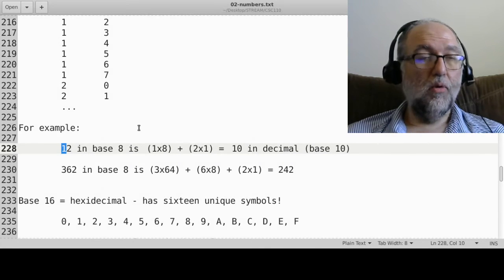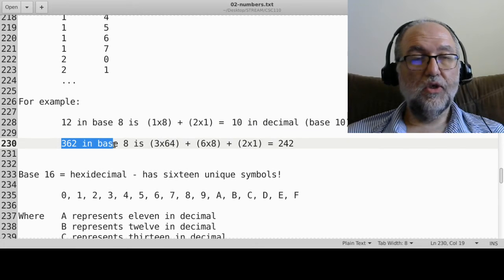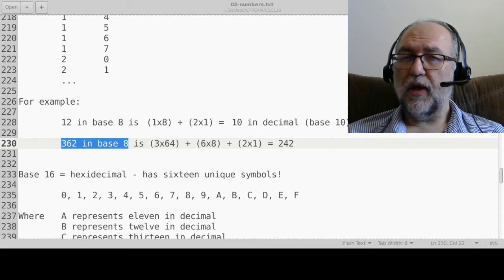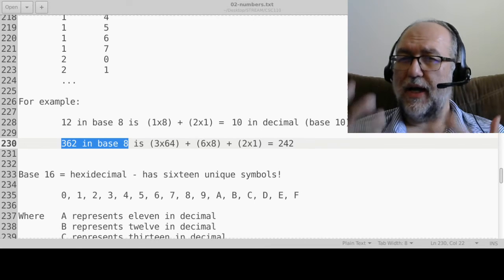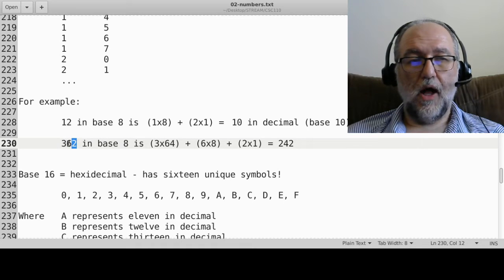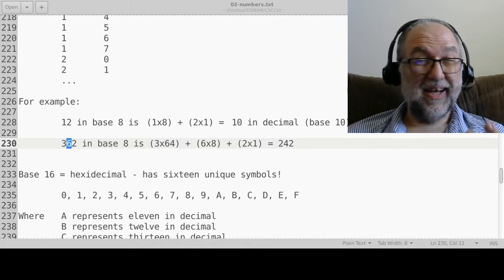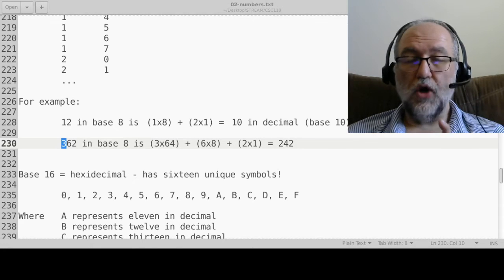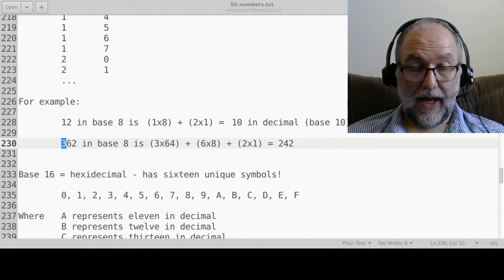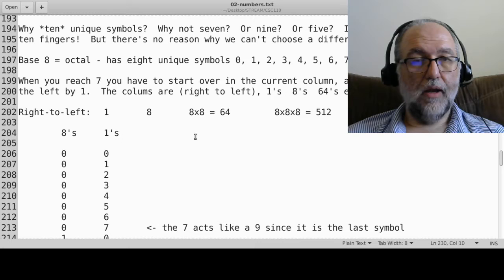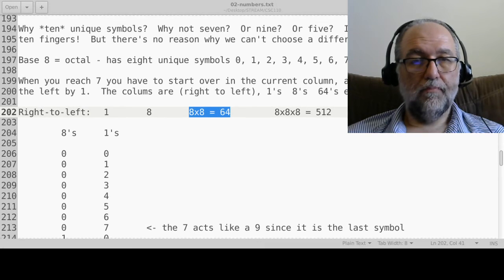Let me do another example and then we'll move on. 362 in base 8. Don't think of this as 362 like you do in decimal, because then you'd think the 2 is in the ones column, the 6 is in the tens column, like 60, and the 3 is in the hundreds column, like 300. That's true in decimal, but not in base 8. In base 8, that 3 is in which column? It's in the third column, and the third column is the 64 column.